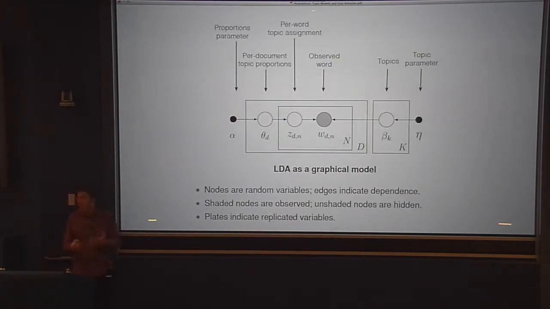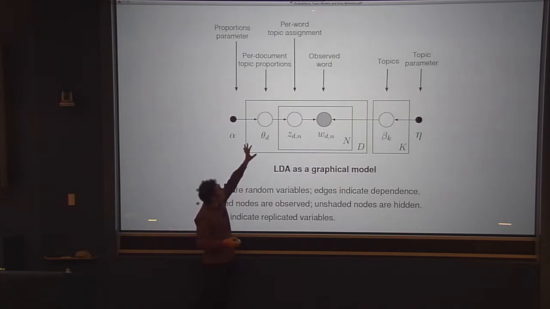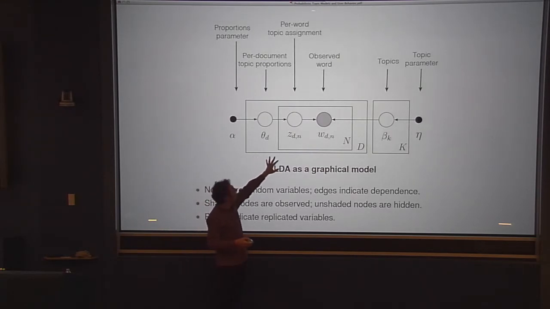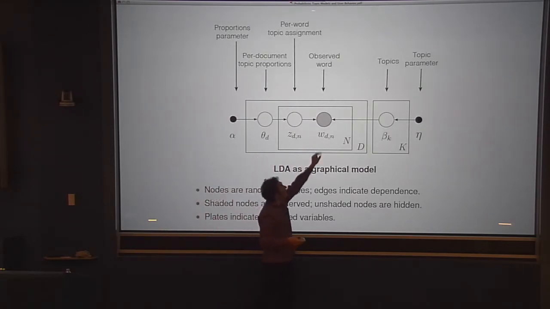Okay, so that's LDA. Now, in the world of probabilistic modeling, we like to represent our models as graphical models. These are directed acyclic graphs, where nodes are random variables and edges denote a dependence between random variables. As a graphical model, LDA looks like this. Nodes are random variables. Edges denote dependence between random variables. These plates denote replication. You'll understand that in a second. And shaded nodes are observed.